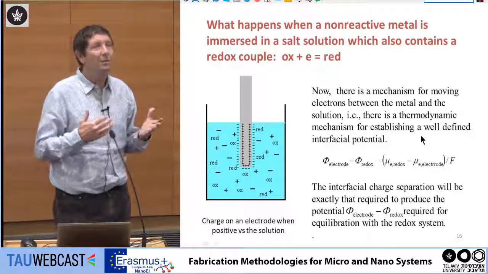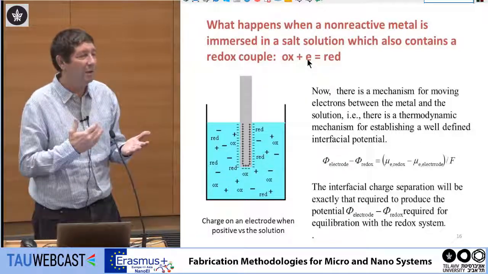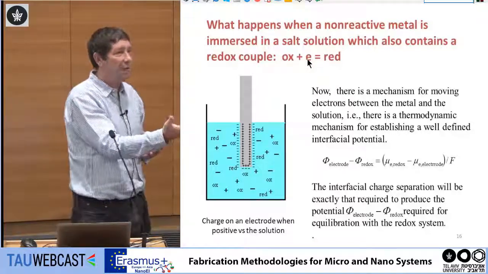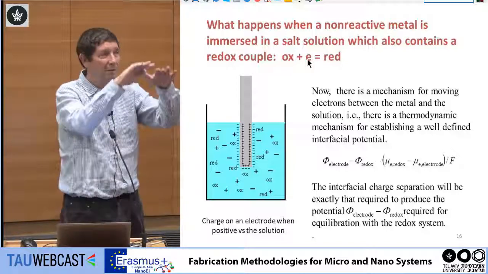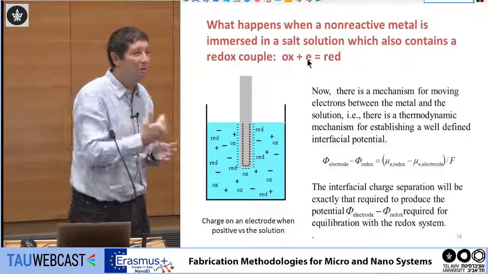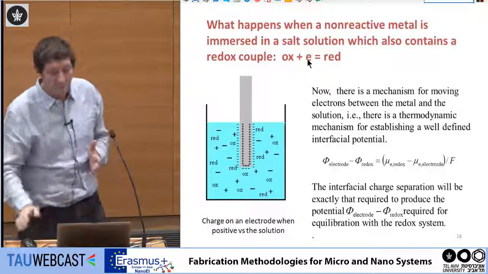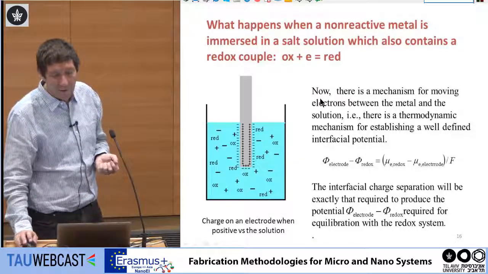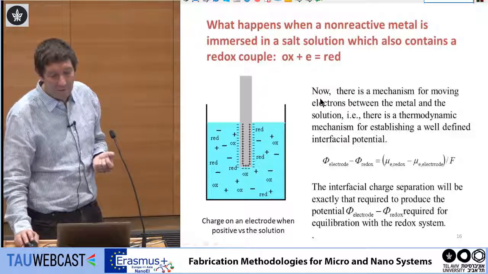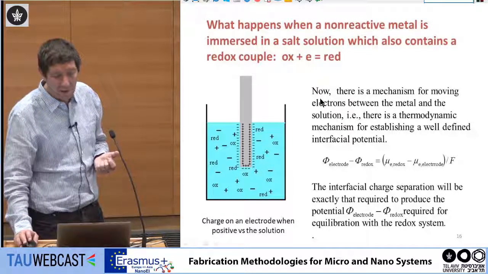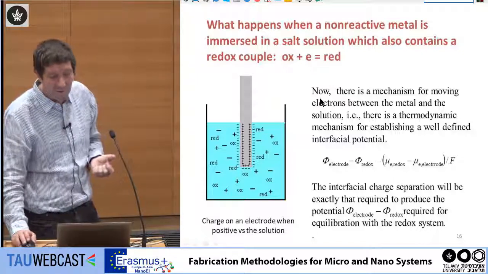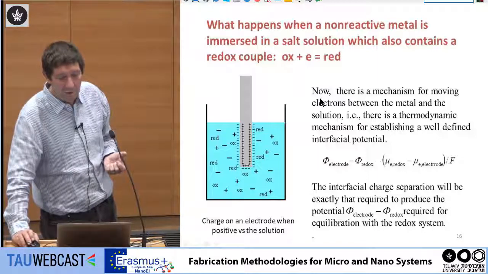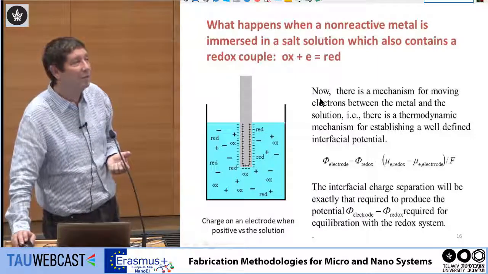In electrochemical reactions, you can give electrons or take electrons. Giving an electron is called reduction, because if it's a metal, the charge is going down. If you take an electron, it's called oxidation. So now there is a mechanism for moving electrons between the metal and the solution. There is a thermodynamic mechanism establishing a well-defined interface potential. The potential difference between here and here is the difference between the Fermi levels.